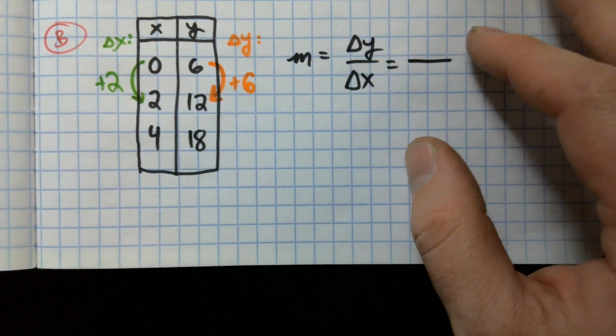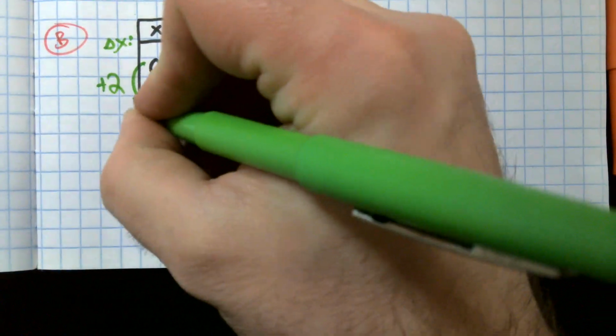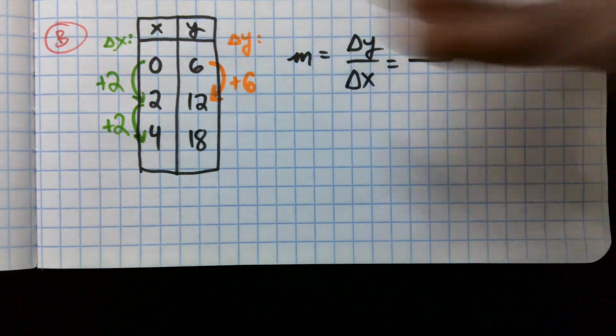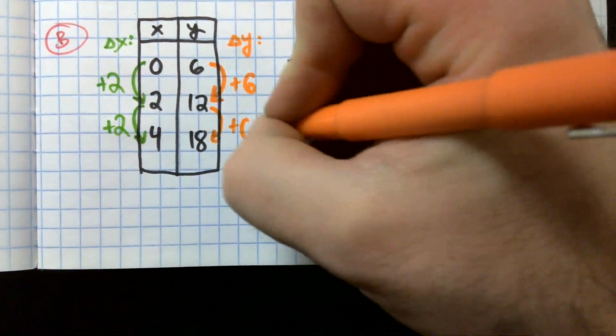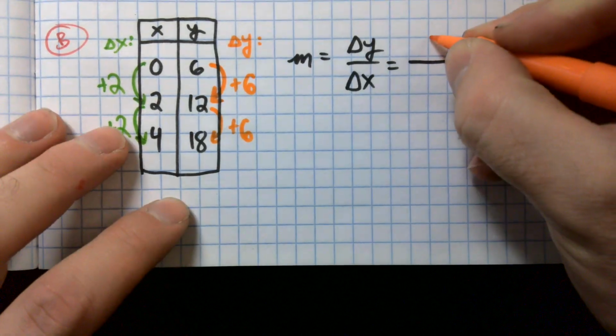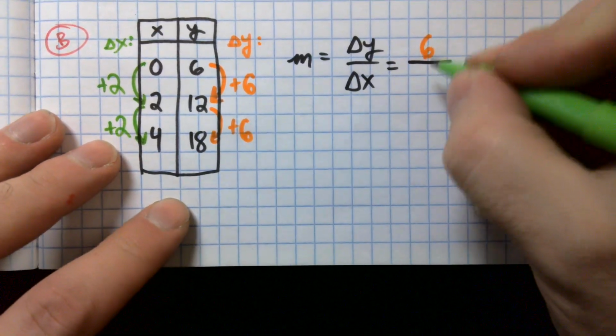Now, I want to make sure that this is constant, so I'm going to go one more. How do I get from 2 to 4? Plus 2. Still plus 2. How do I get from 12 to 18? Still plus 6. We got a constant rate of change here? Yes. Absolutely. So, what's going to be on top of my fraction? 6. Over 2. And what's going to be on the bottom? 2.